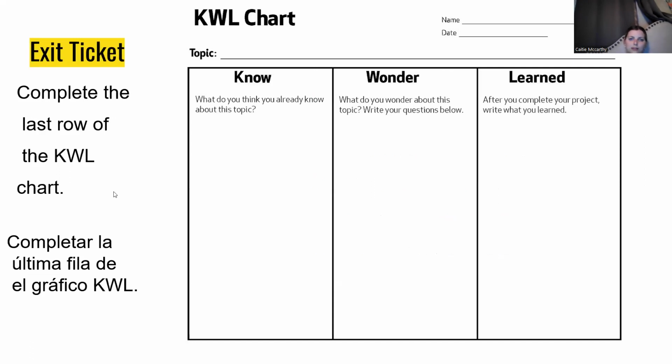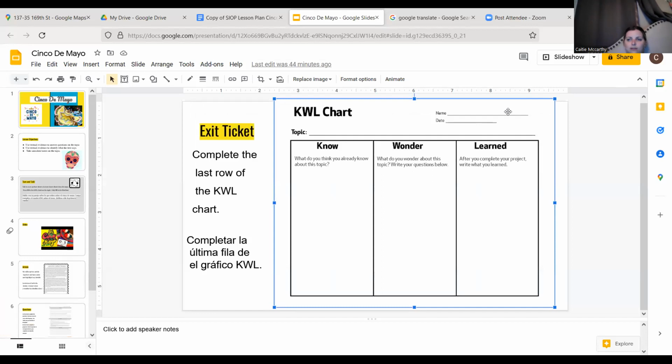And then to conclude the lesson, you will have a KWL chart. I previously would have provided the KWL chart at the beginning of the lesson. So the students have what they know about the topic, what they wonder. And then the last thing they're going to be completing is what they learned. So this is what I would use as an informal assessment. I would have the students complete the last row of the KWL chart, and then I would collect the exit ticket and see what the student learned from the topic. And that would basically conclude my lesson for today on Cinco de Mayo.